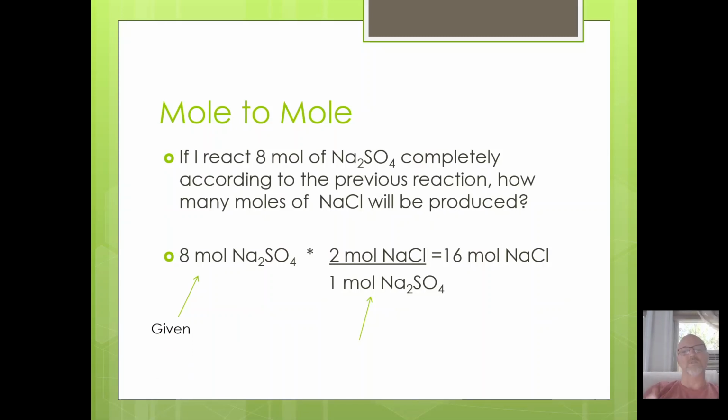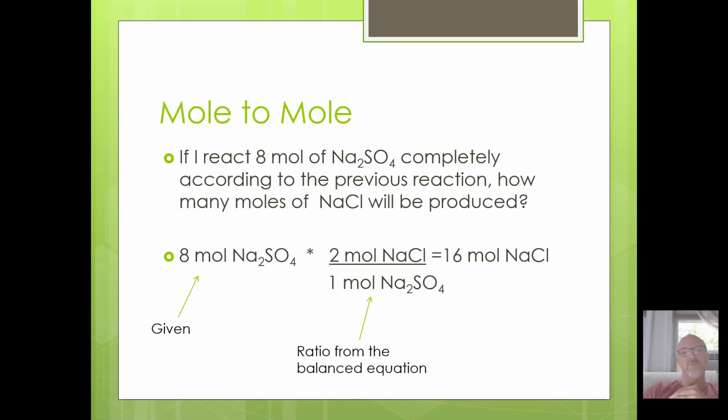So how do we use this? Let's say I have on hand 8 moles of sodium sulfate, and I need to know how much salt I'm going to make from that if I have enough calcium chloride to make it all go away, make it all become salt. Okay, so I'm given 8 moles of sodium sulfate. How does that relate to the sodium chloride? Well, in the equation, there's a 2 in front of the NaCl and a 1 in front of the Na2SO4. So that's the ratio that I use from the equation.